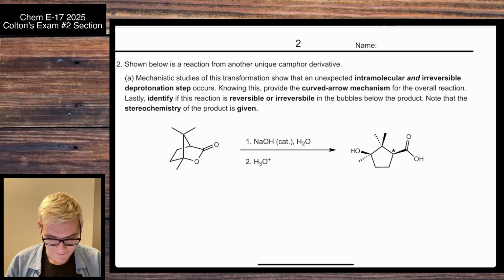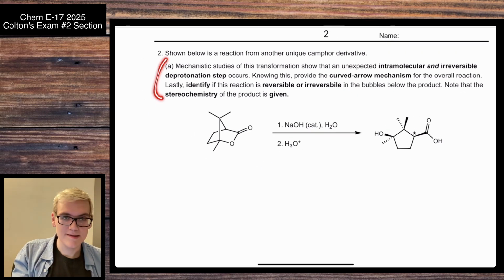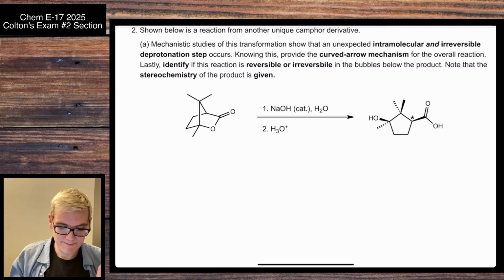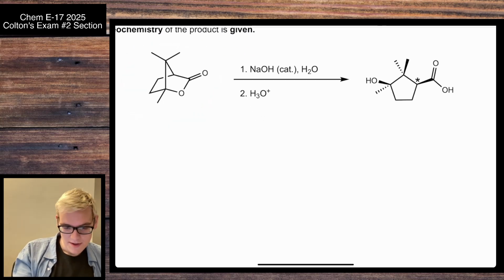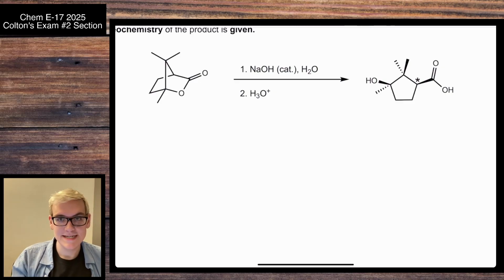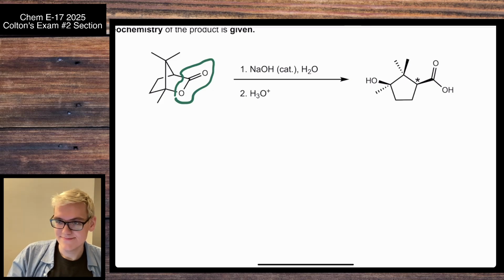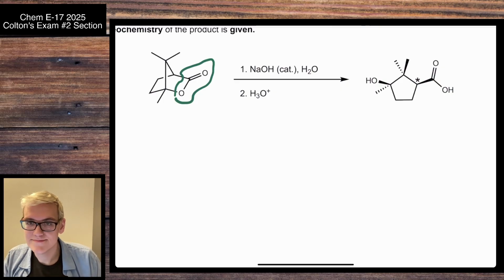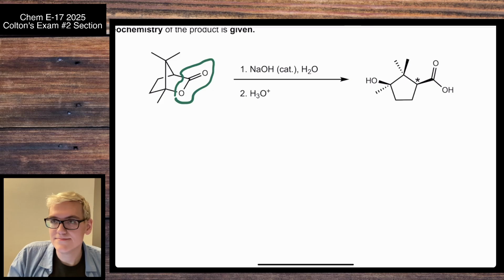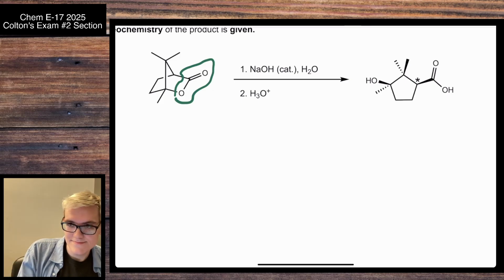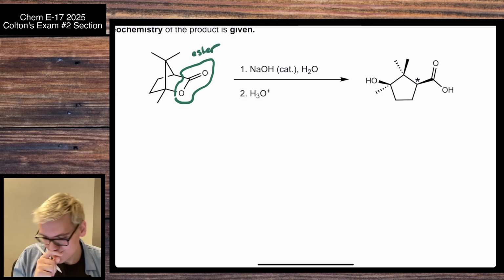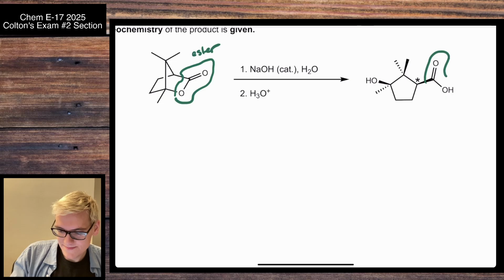Form another unique camphor derivative. Okay. So, I know I need to read this at some point, but I have a mental block on it right now because I'm seeing this and I'm panicking. So the first thing I do, the grounding technique in our exam, is identify the functional groups. Ester. Very nice. And then over here in our products, we have a carboxylic acid and an alcohol.